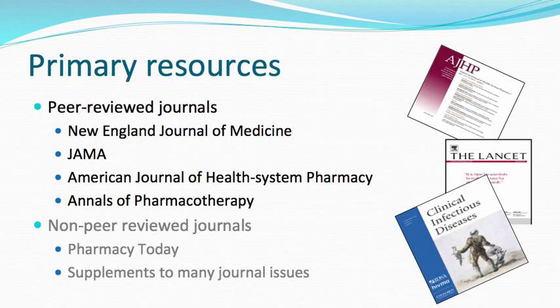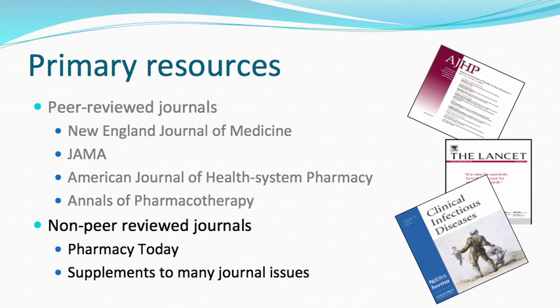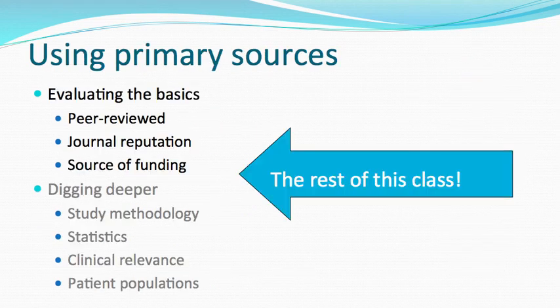So the peer-reviewed journals, you may know some of these names, and Dr. Giuliano will talk about peer review a little bit in subsequent lectures: New England Journal of Medicine, Journal of the American Medical Association, JAMA, American Journal of Health-System Pharmacy, Annals of Pharmacotherapy, the Lancet, all sorts of things. There's also non-peer-reviewed journals, okay? So these are things like Pharmacy Today, and supplements to many journal issues are not peer-reviewed as well, okay?